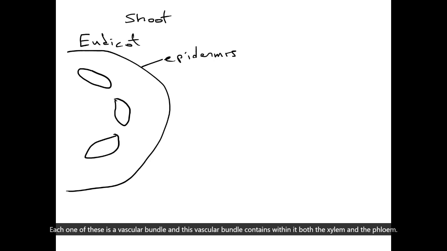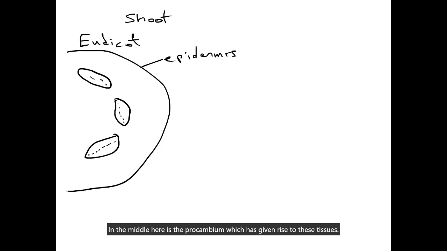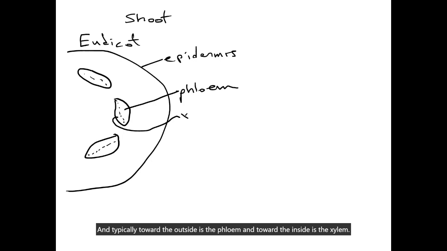And this vascular bundle contains within it both the xylem and the phloem. And in the middle here is procambium, which has given rise to these tissues. And typically, toward the outside is phloem. And toward the inside is xylem. This whole unit here that contains the xylem and the phloem is called a vascular bundle.